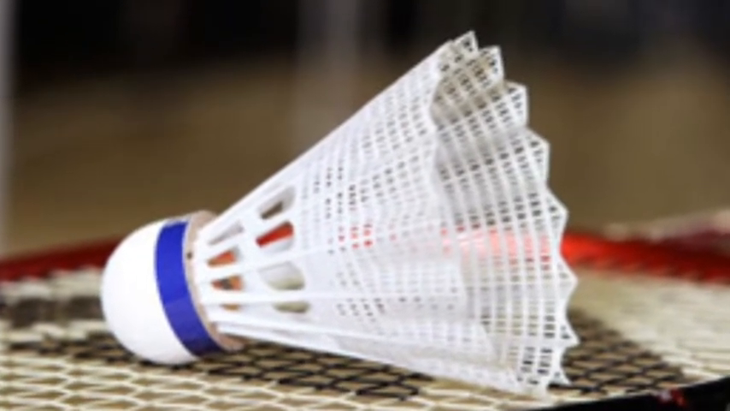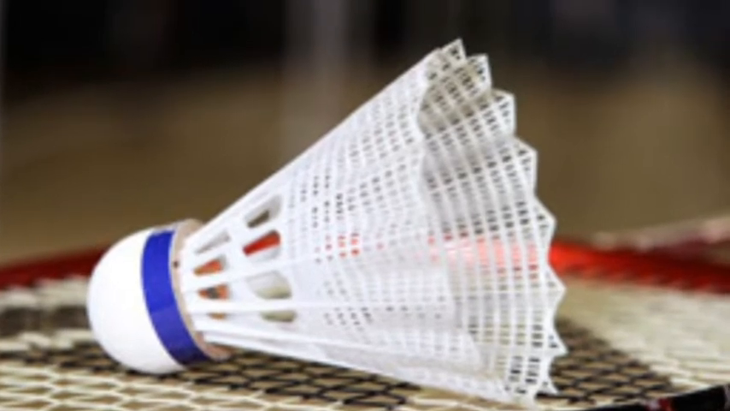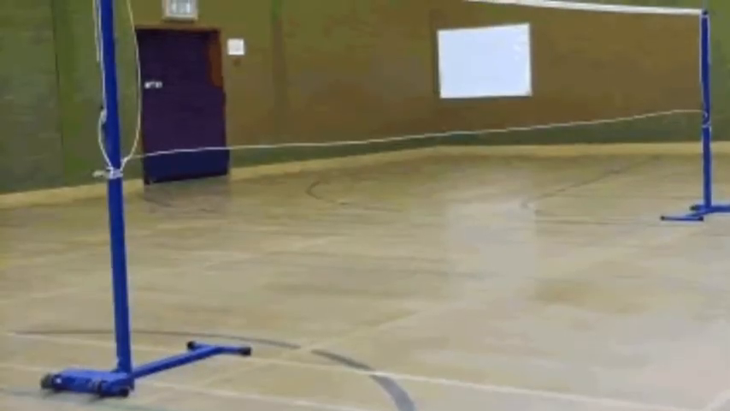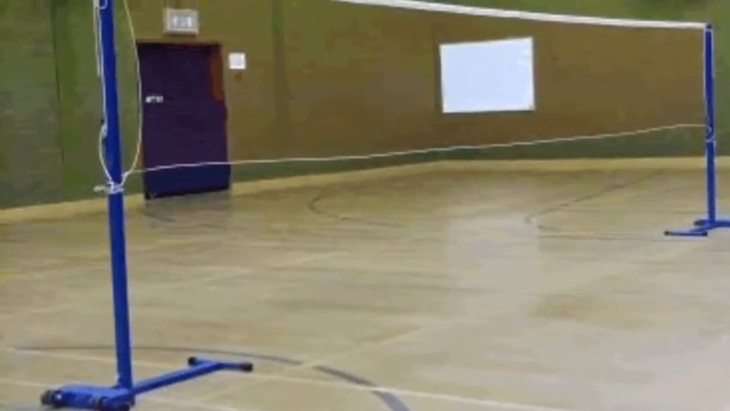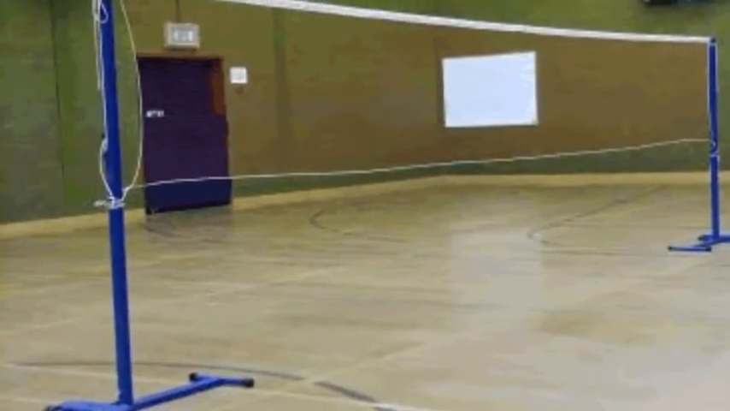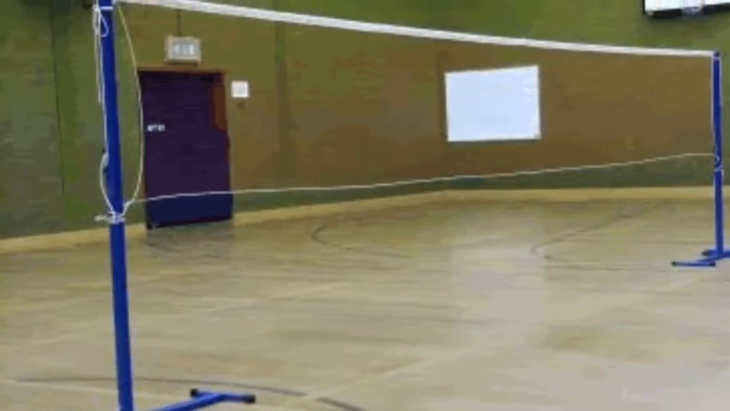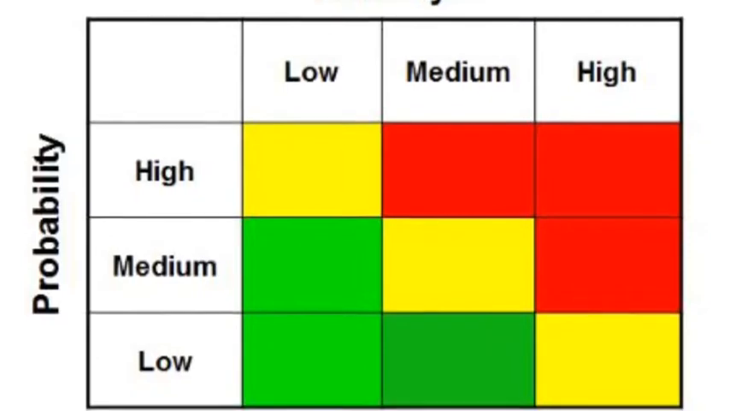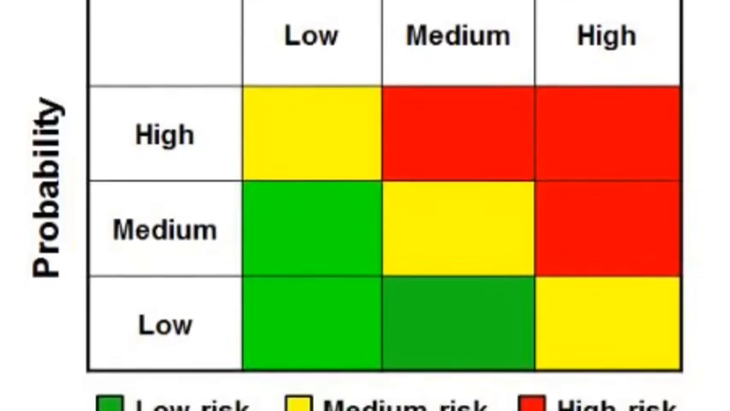So having a good understanding of the equipment you require for your activity and of the environment, which is the area in which you will be taking part in that activity, you will be able to reduce the risks to as minimal as possible, 1 being the lowest risk and 5 being the highest risk.